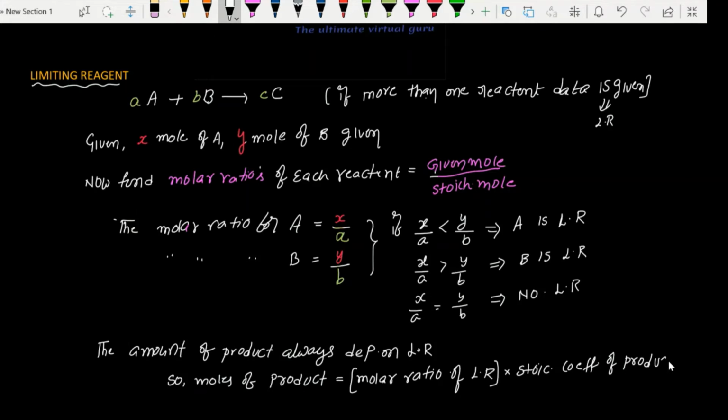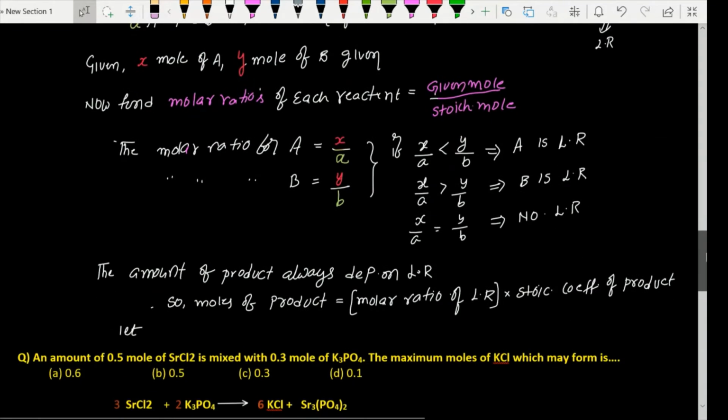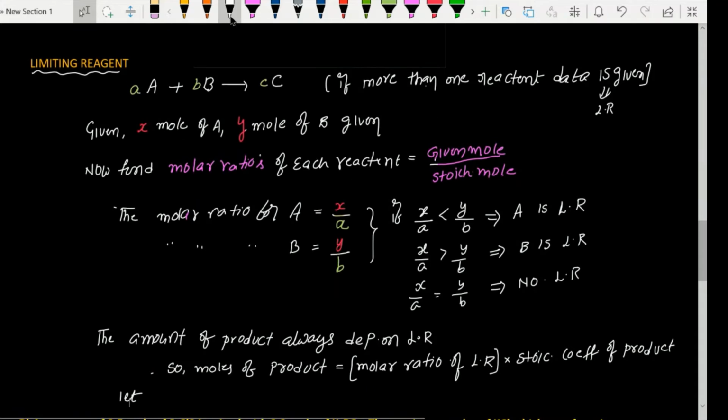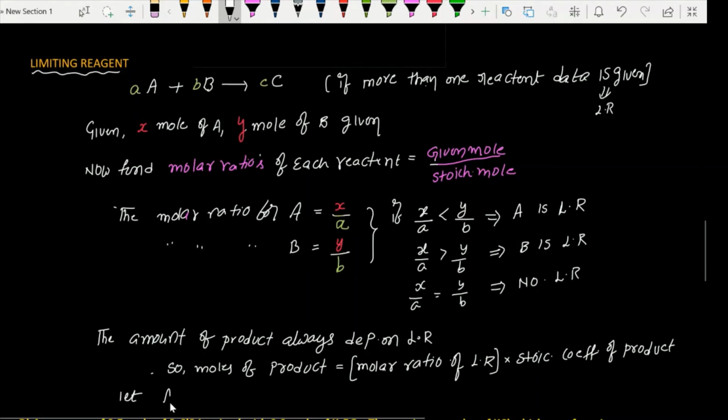So if you see in this above concept, let A be the limiting reagent. If we consider A is the limiting reagent, then how can you find the moles of C?